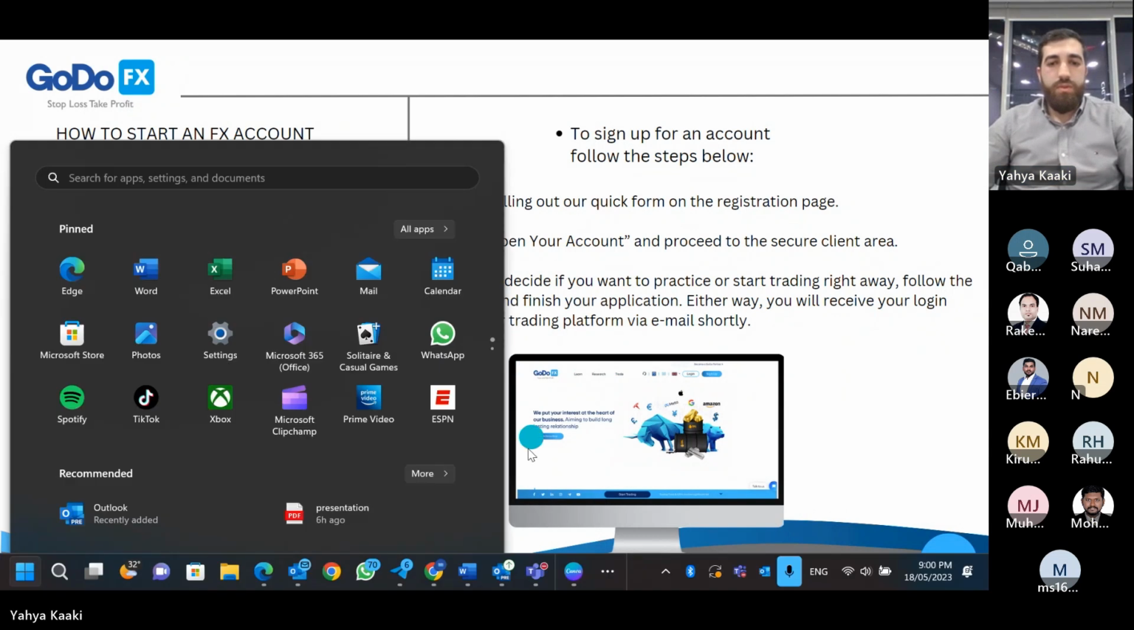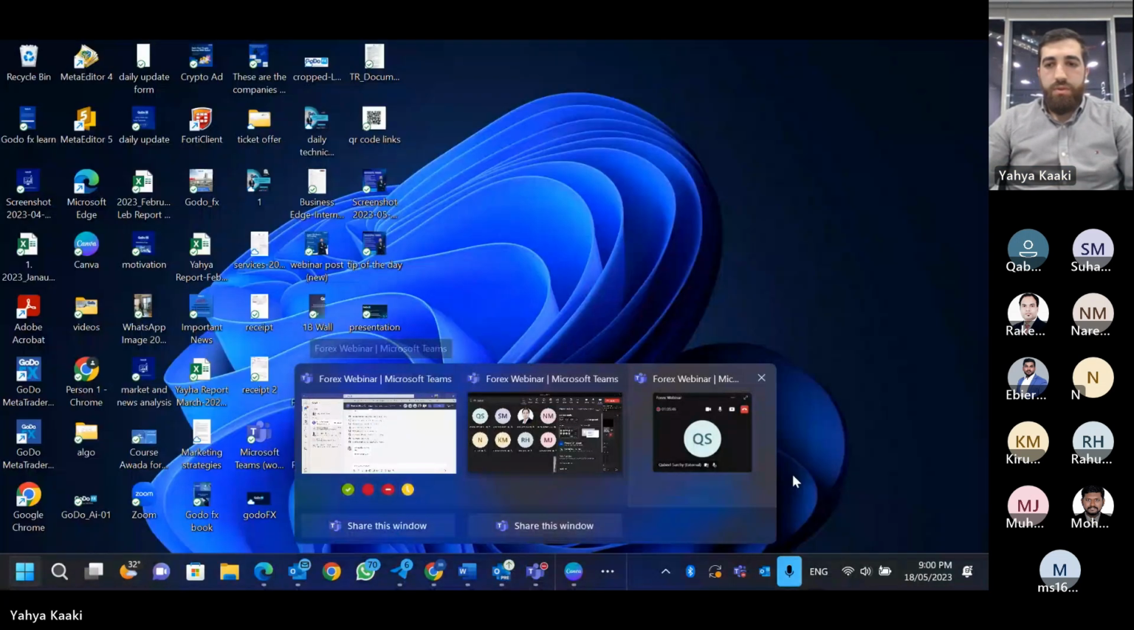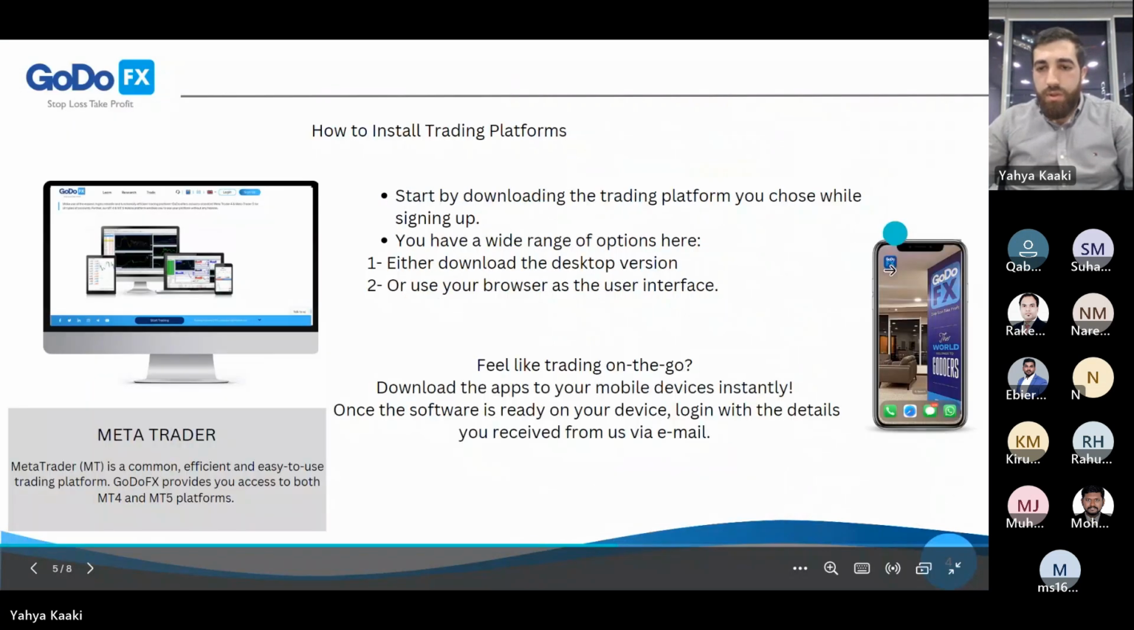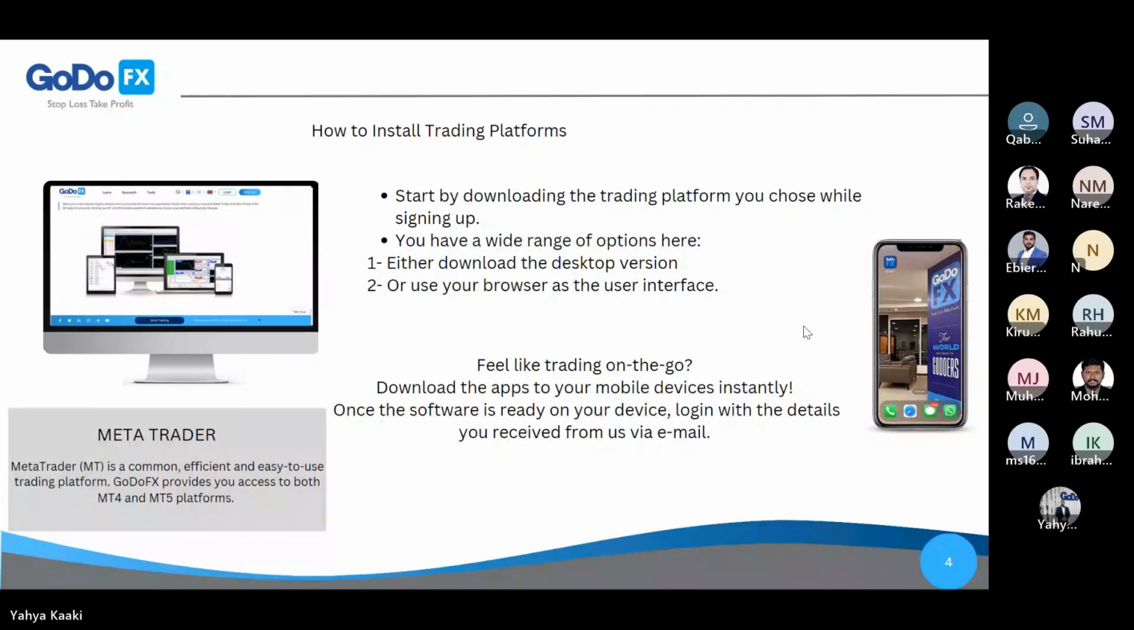What is the reason behind the first step, opening a demo account? First of all, we need to examine our skills. It will help us to examine our skills. It will also help us to examine our strategies. For example, if I have a strategy in mind and I want to input it, a demo account will help me before entering into a live account. Testing myself, testing the grounds.